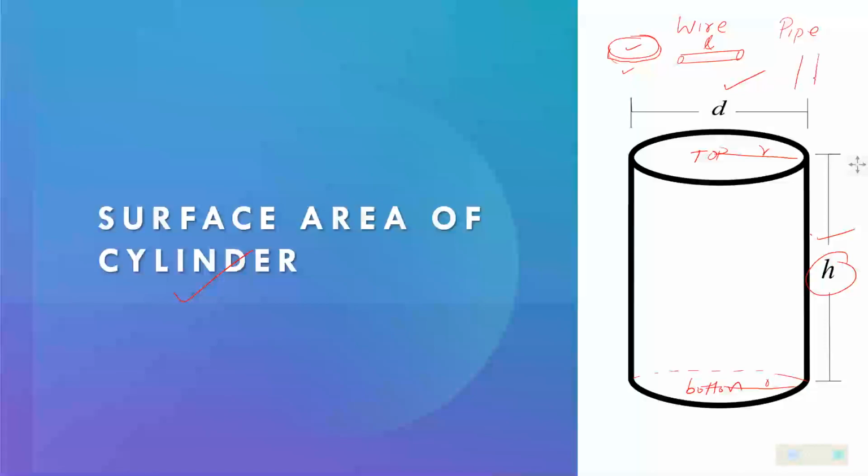A pipe has a cylindrical structure, but both ends are open. Both ends are circular but open. So we call it a pipe. It also has its own circular top and bottom, its own radius, and it has the height or length which we can conveniently use. It is almost similar to the size of a cylinder, but we call it a pipe.